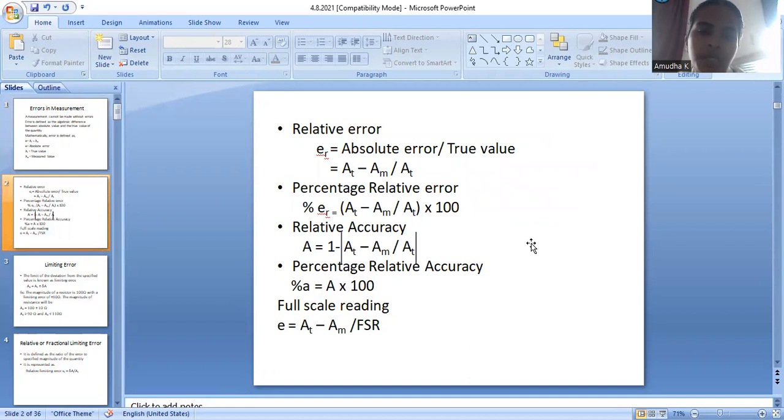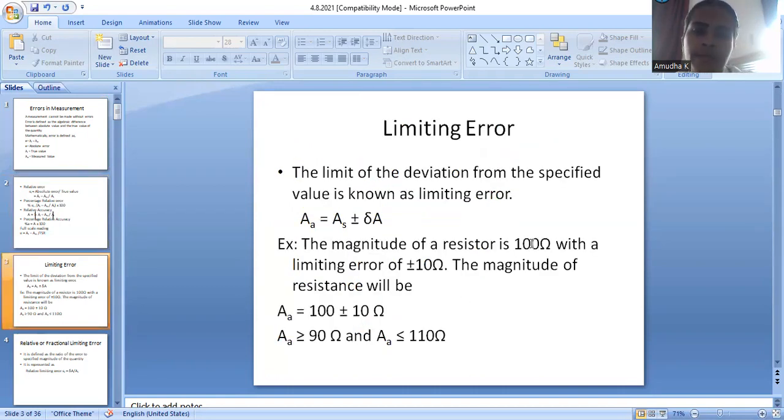Then from this we can measure the full scale reading. From the full scale reading, we can measure the error, which is equal to the absolute value minus measured value divided by full scale reading. Next, limiting error. The limit of the deviations from the specified value is known as limiting error. So A suffix A equals A suffix S plus or minus del into A. This is the notation for obtaining the limiting error.